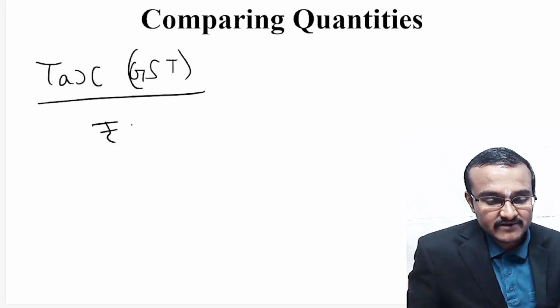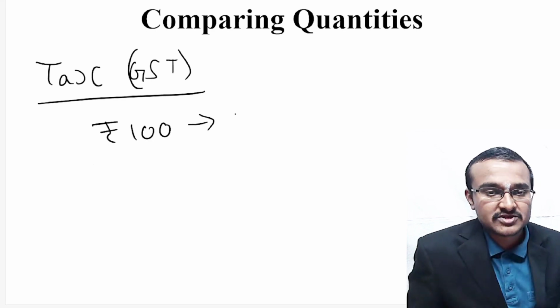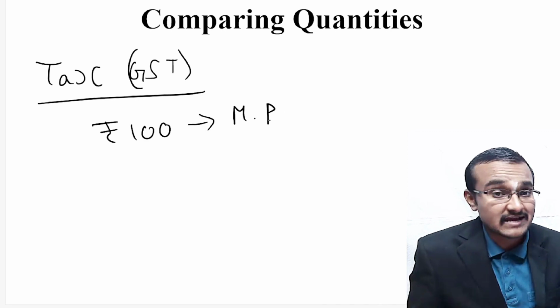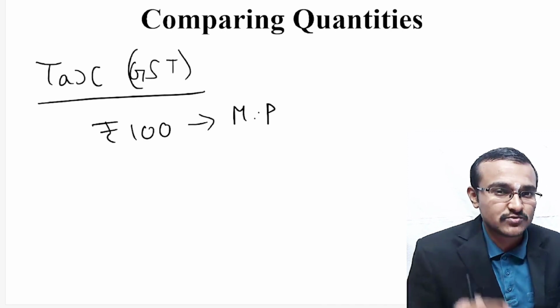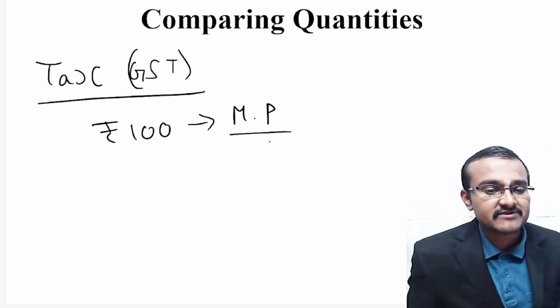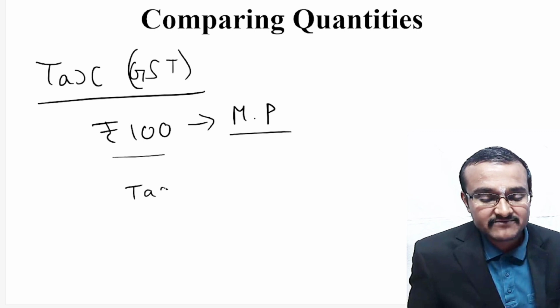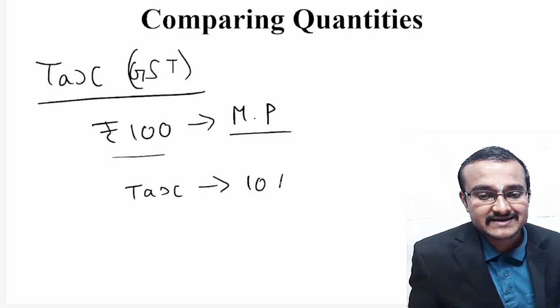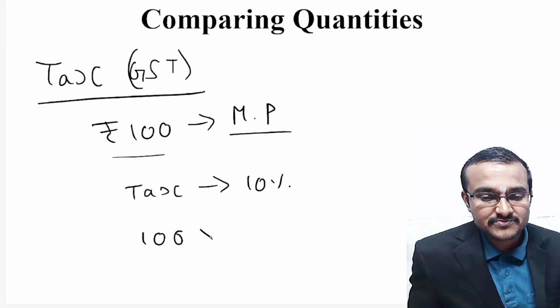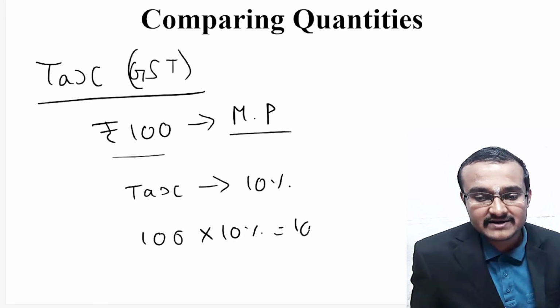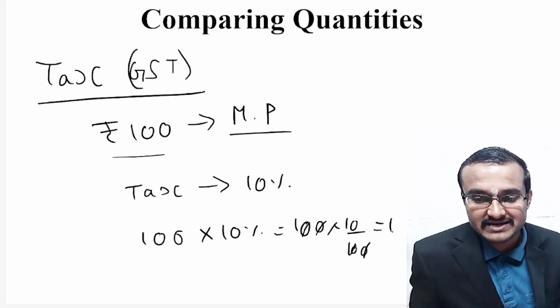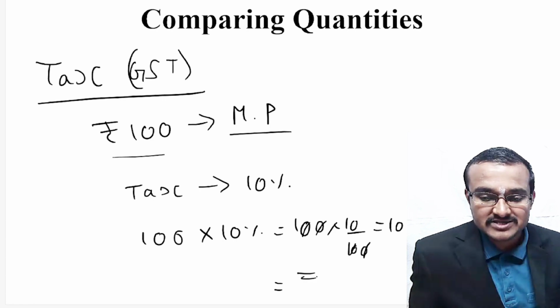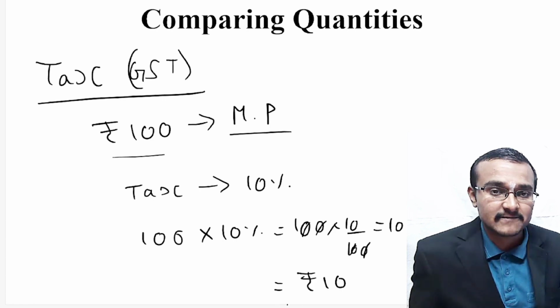That means 100 plus 10 will be 110 rupees. So here if a product is 100 rupees, so the market price, not MRP. MRP is inclusive of all taxes. Here I am just taking the market price of a product. If it is 100 rupees and if tax on this product is 10%, then 100 rupees into 10% will be 100 into 10 by 100. Here the zeros cancel, so it will be 10. That means 10 rupees tax will be there on this product.